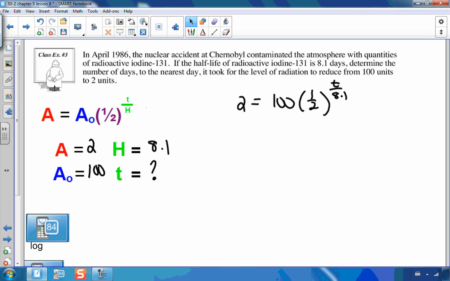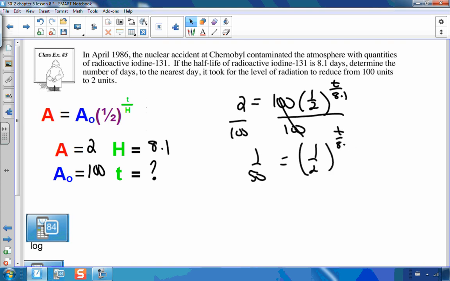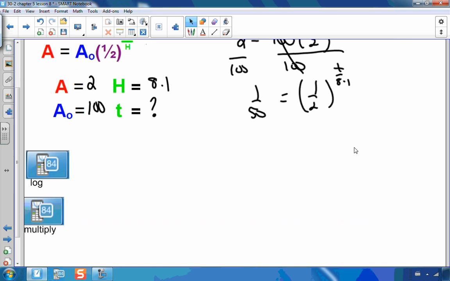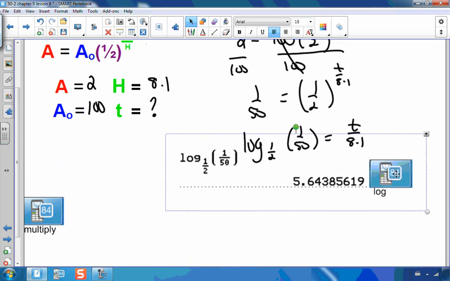So I only have one power. We're not going to log both sides; we're going to use bay. I'm going to divide both sides by 100, and I get 1 over 50 equals 1/2 to the t over 8.1. Now I'm just going to use bay: base of the answer equals the exponent. This log base 1/2 of 1 over 50 is just a number, so I can put that into my calculator to figure out what the number is.